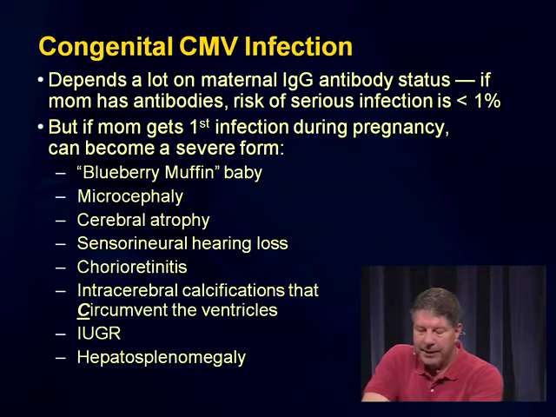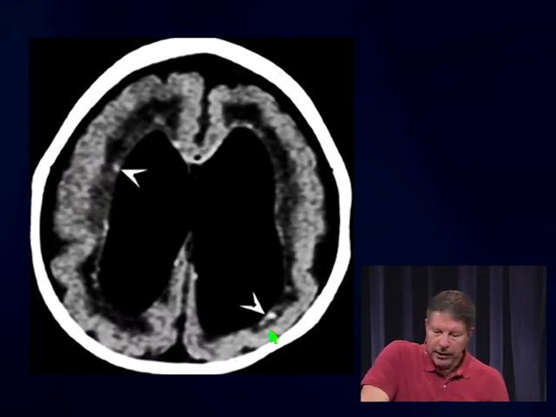And remember the calcifications, they circumvent, they go around the ventricles. So remember CMV, circumvent, it's a way to remember it, goes around the ventricles to help you differentiate it from toxo, which is just kind of scattered throughout the cerebrum. Here, this is going to be surrounding the ventricles, so circumventing the ventricles. They get big spleens and livers. So here the little arrows are showing you the calcified areas from the CMV.